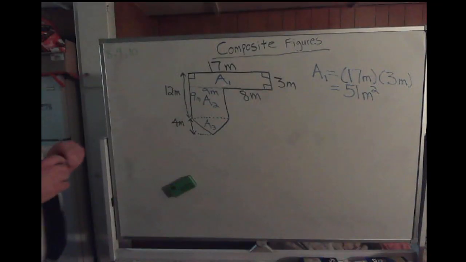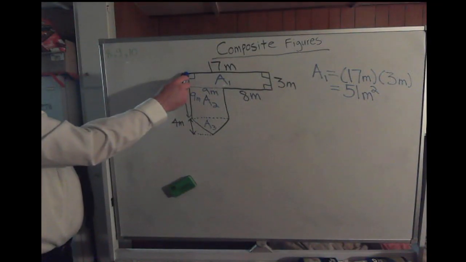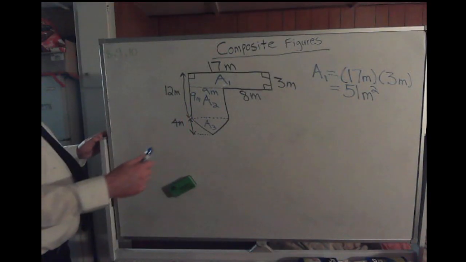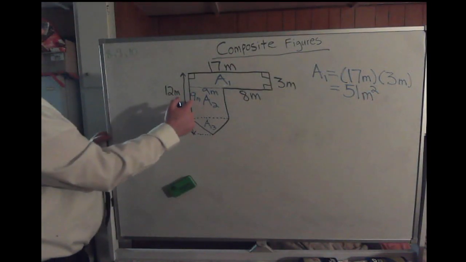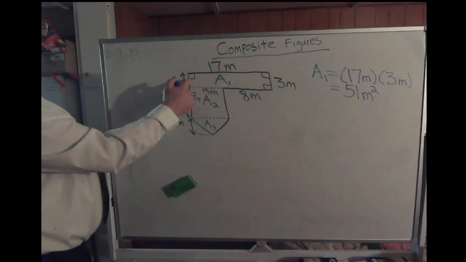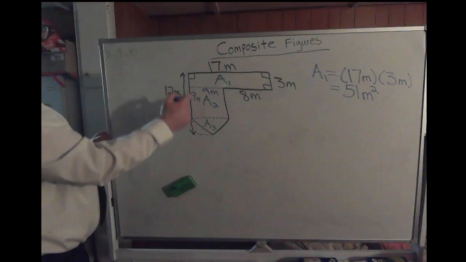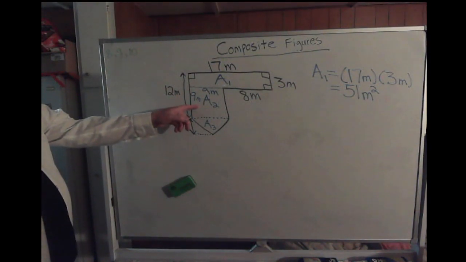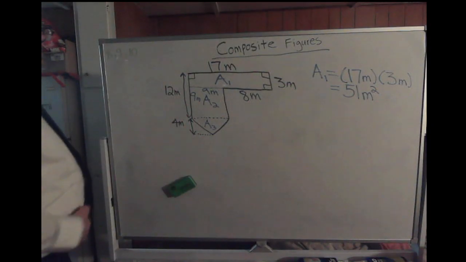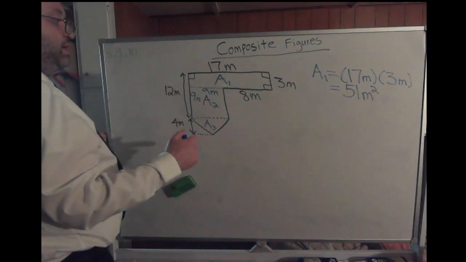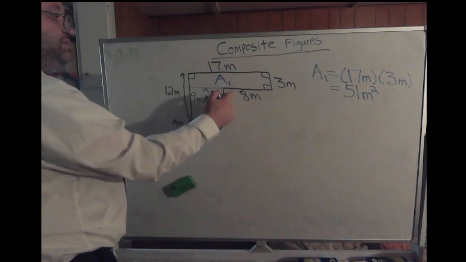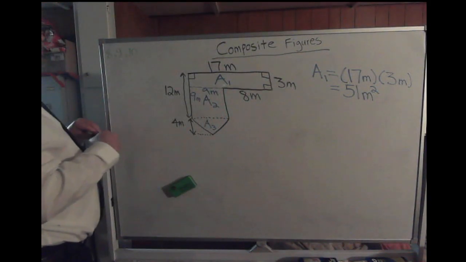How I did that was the total length from the top of the first rectangle to the bottom of the square is 12 meters. Well, I just want the length of the side of the square, so I'm taking away the width of the first rectangle. Take 12 minus 3, you get 9 meters for the length of this one side of the square. To get this length of the side of the square, I take 17 minus 8, since opposite sides are congruent. Take 17 minus 8, you'll get 9 meters.